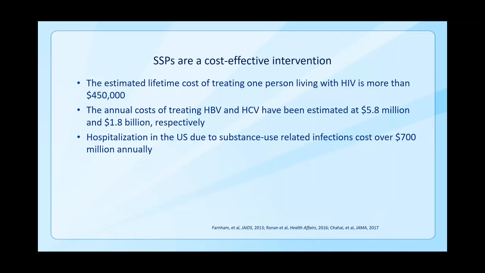SSPs are also cost-effective. The lifetime estimated cost of treating 1 person living with HIV is almost $500,000, and the annual costs of treating hepatitis B and C have been estimated at $5.8 million and $1.8 billion, respectively. And hospitalizations in the U.S. due to substance use-related infections can cost over $700 million annually. By comparison, a comprehensive syringe services program can operate for just dollars per syringe distributed.